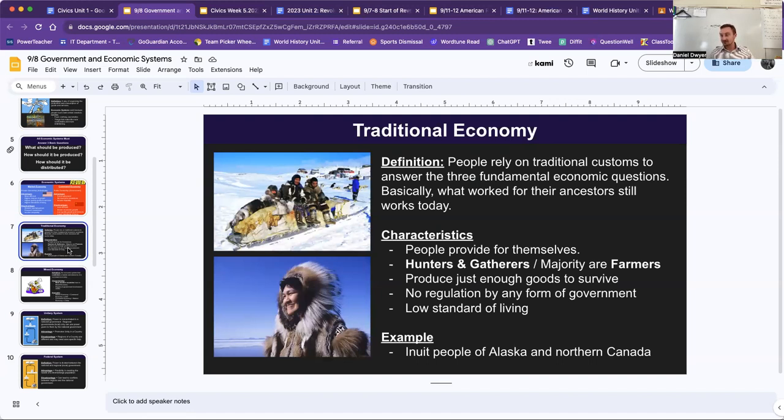So people providing for themselves, or you could say people that live off the grid, essentially. Hunters and gatherers, but a majority of this is going to be farmers because they are more bartering or trading their goods to other people. There's no regulation by the government. However, it does lead to a lower standard of living, more simple living, right? So the best example in modern day is really going to be the Inuit people of Alaska and northern Canada. For the most part, the government's kind of leaving them alone and letting them do their own thing.